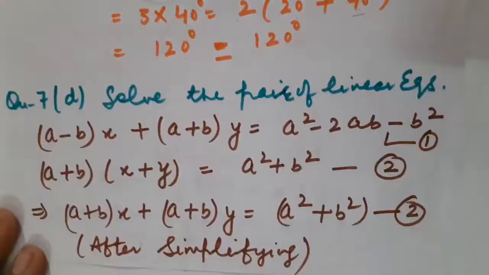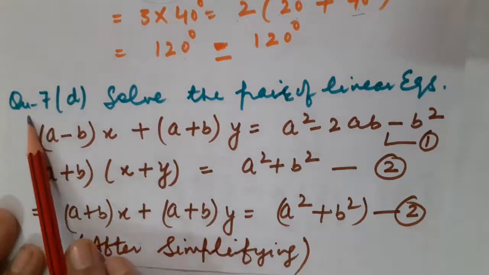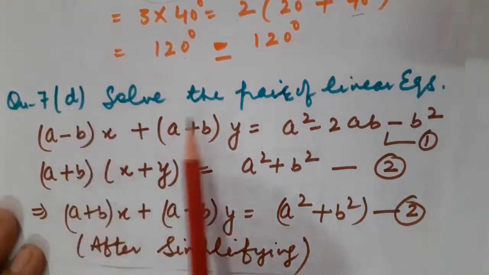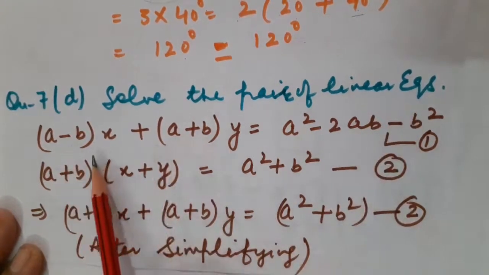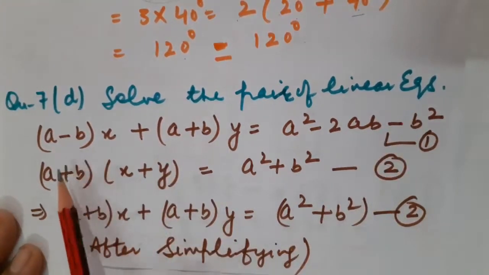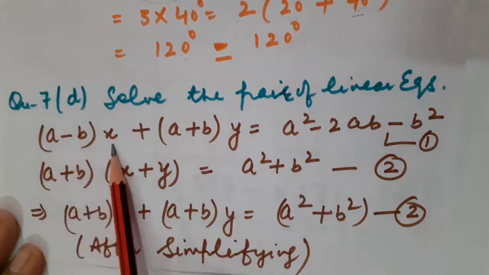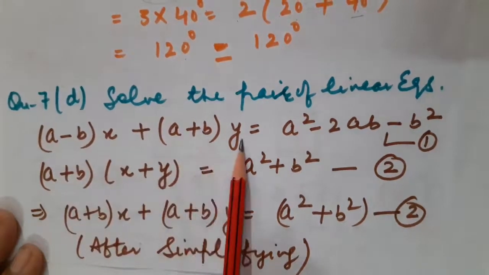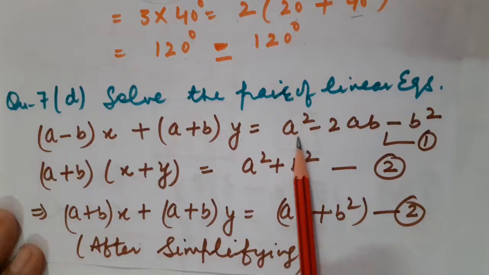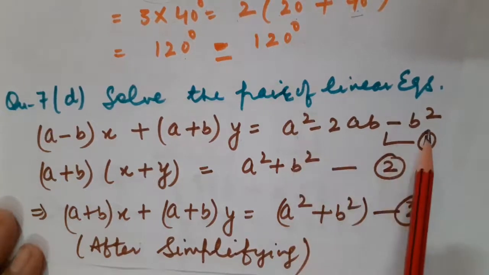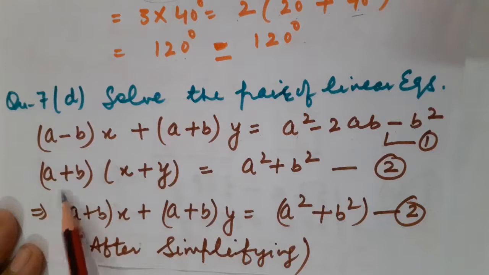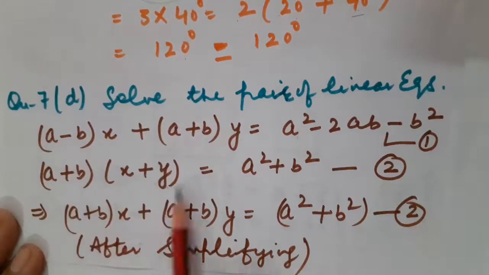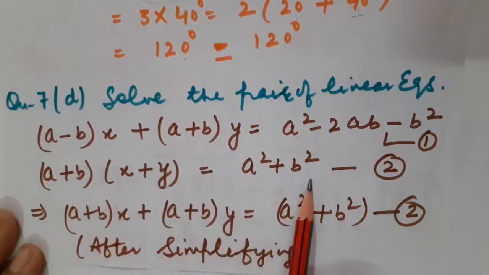Understood, children? Now let us switch to another HOTS question. This is question number 7th D part. Solve the following pair of linear equations. Children, the very first equation is (a minus b) into x plus (a plus b) into y is equal to a square minus twice of ab minus b square. This is equation number 1. Another equation is (a plus b) into (x plus y) is equal to a square plus b square.